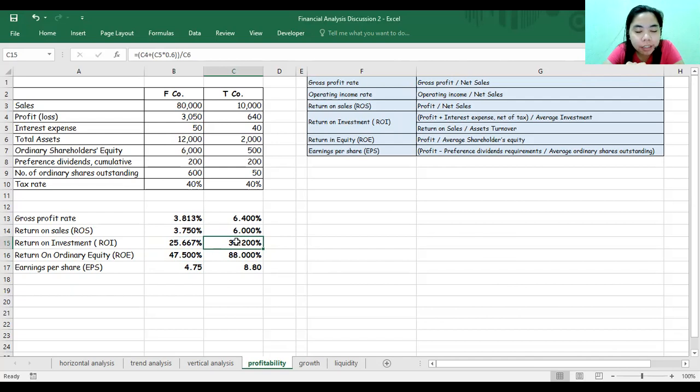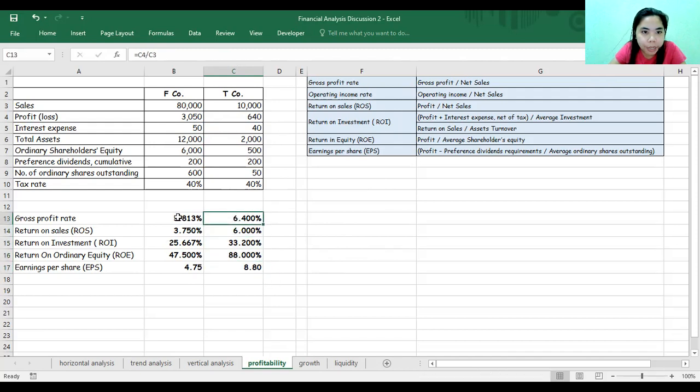Return on investment is profit plus interest expense net of tax divided by average investment. So our average investment here is the total asset. Return on equity, again, would be our profit less our dividends divided by our ordinary shareholders' equity. So it's 88%, and our earnings per share is 8.8 pesos. Okay, so that's our profitability ratio.